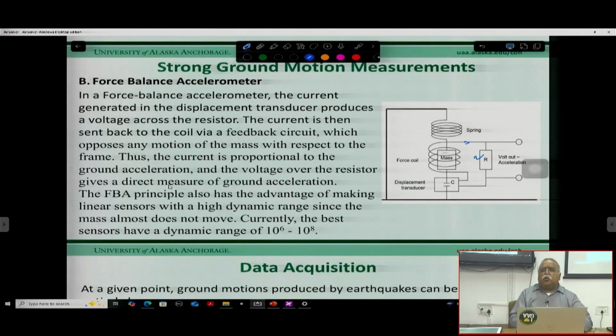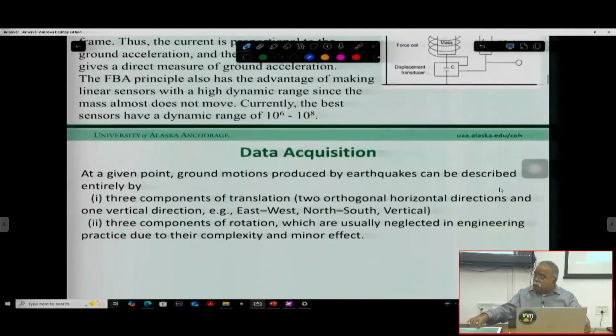Most of the accelerometers which are currently being manufactured are all FBA type accelerometers. So if you go to the market to purchase an accelerometer, always try to purchase an FBA accelerometer, because that will be accurate in measuring the ground accelerations, right? It has a very high dynamic range, and it will very faithfully record the ground accelerations, right?